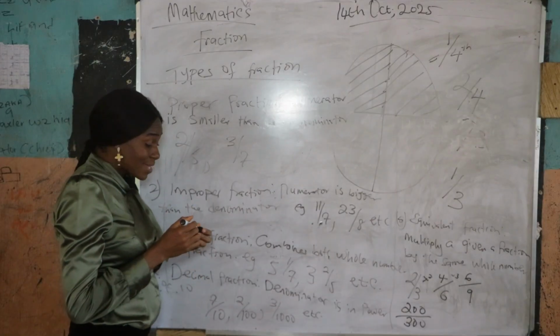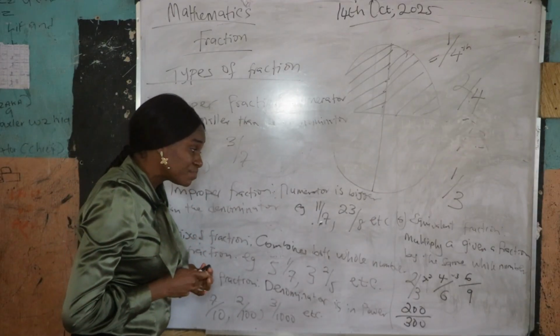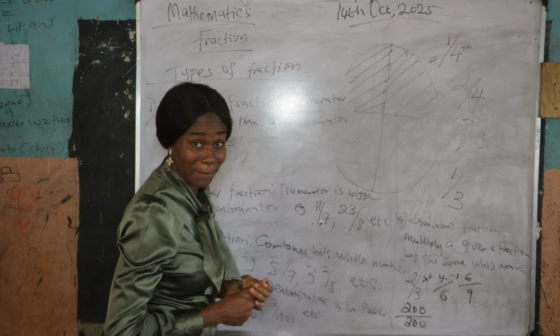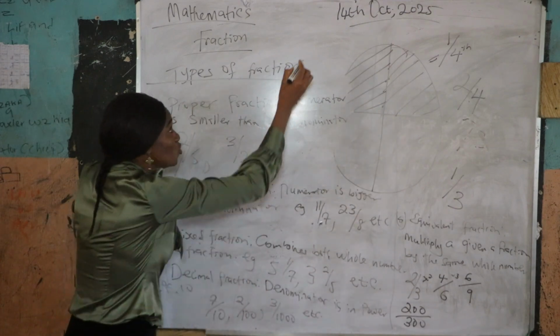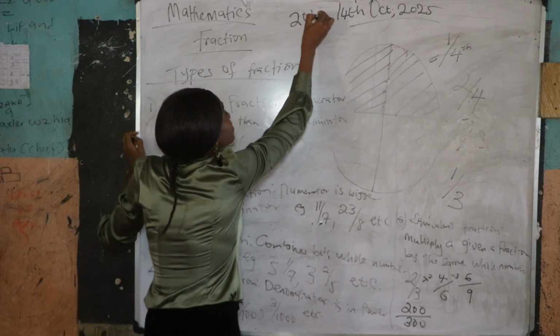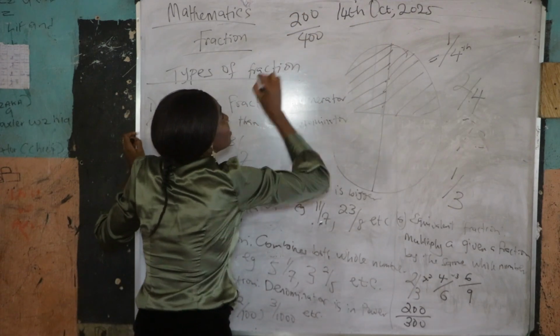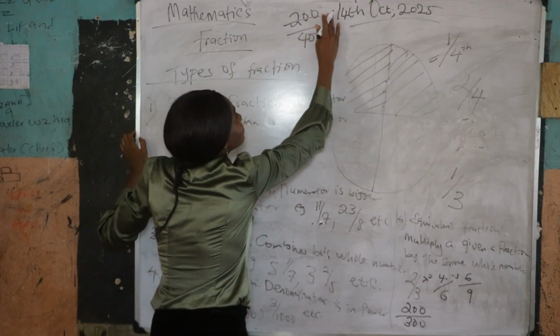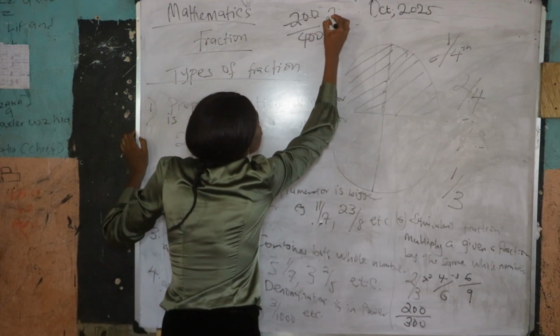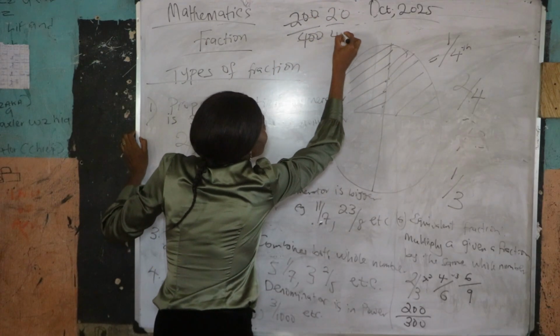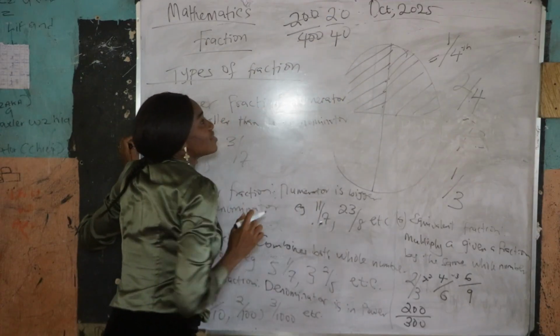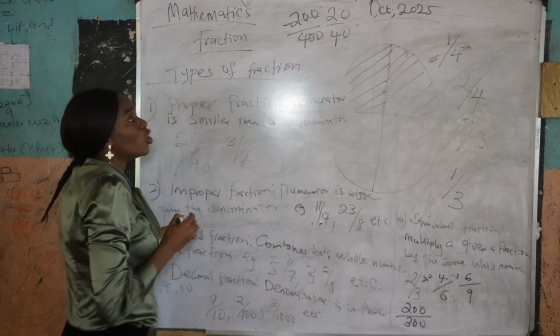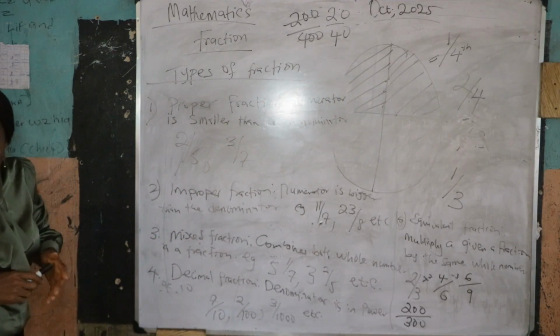You can also get equivalent fraction by dividing the given fraction with the same whole number. Divide, example, you are given this fraction and you are asked to get equivalent fraction. You can divide by 10. If you divide this by 10, you get 20 over 40. 20 over 40 is still an equivalent fraction of 200 over 400.